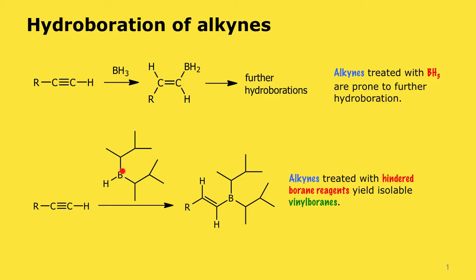The two alkyl groups already bonded to boron mean there's only a single reactive boron-hydrogen bond. And sterics lead this reaction to result in boron attached to the terminal carbon of the triple bond. Now, these can be quite useful.